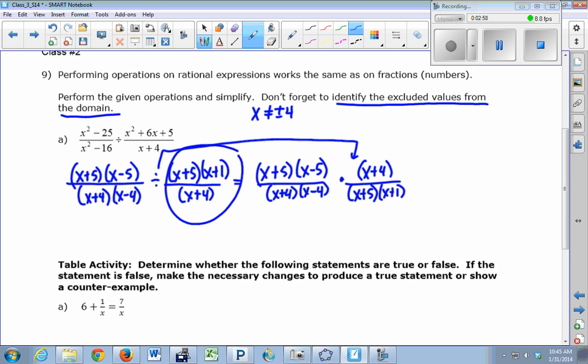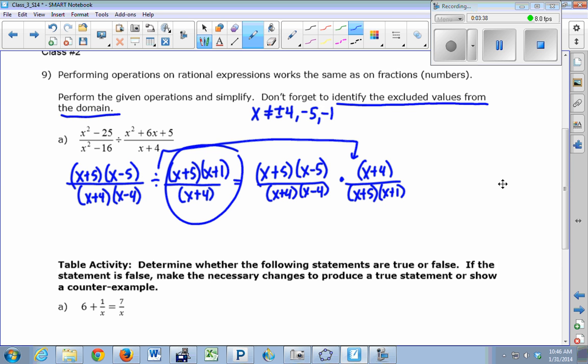Okay, good. So initially you say, oh, it's just 4 and negative 4 that aren't allowed into the club called the domain. But now when you look at this problem, which is equivalent to this, we still can't have 0 in the denominator. So now you've got to add 2 more values to your excluded values, and that's negative 5 and negative 1. Okay? So this is from class 2, number 9. That's this problem right here. Okay, so for the excluded values, you actually have 4 values.